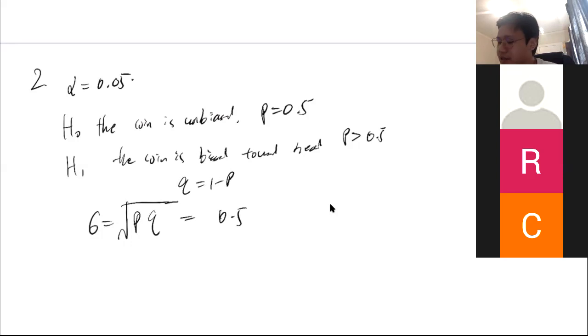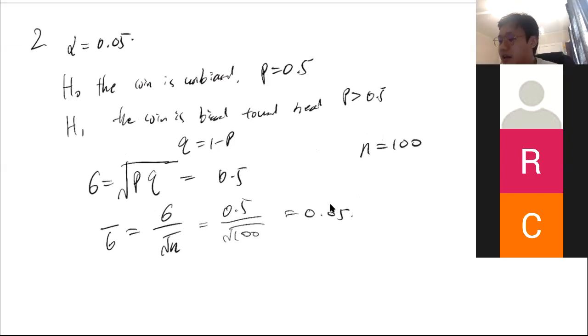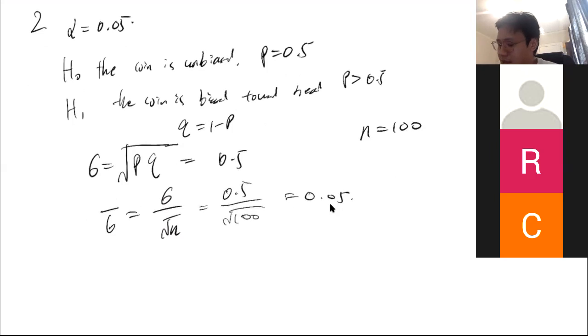So the standard deviation of the sample would be the standard deviation divided by the square root of n. And in this case, n is 100 because we flip a coin 100 times. So the statistic, the sample standard deviation, is 0.5 divided by 10, which is the square root of 100, which is 0.05.